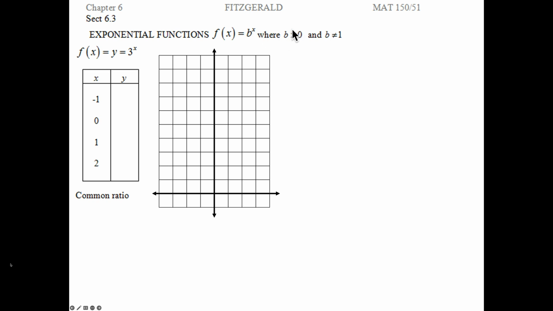First, we don't want any base to be negative or 0. 0, I think, is quite obvious. 0 to any power is always 0, so we just get a horizontal line.